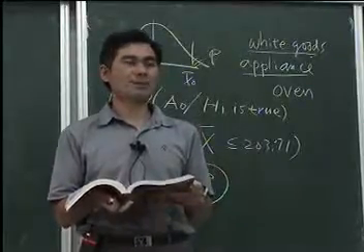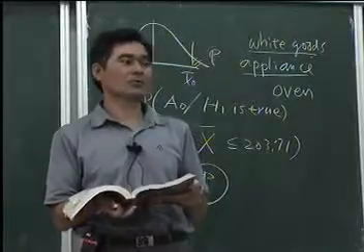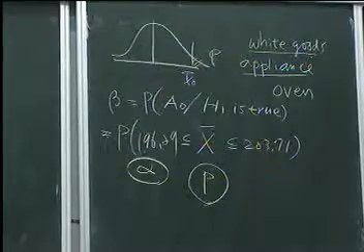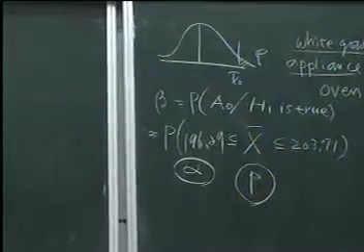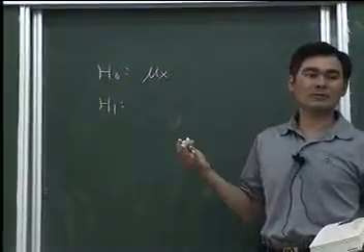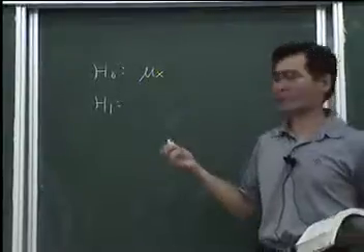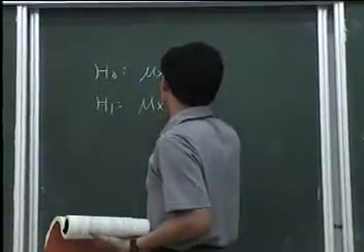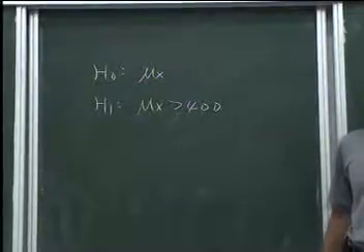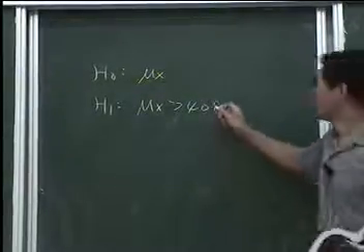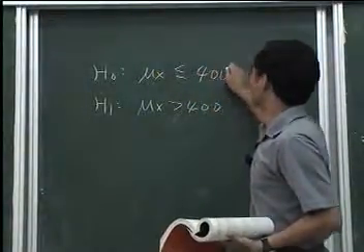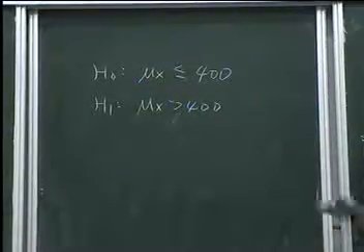But if the unpaid balance is high, then you will get into trouble, right? So in this case, first you are concerned whether this will be more than 400, right? So this is your alternative hypothesis, H1. And then the null hypothesis is less than or equal to 400, right? So this is the first step.